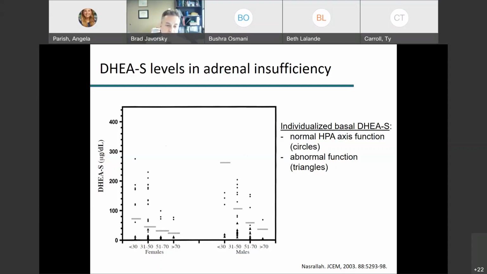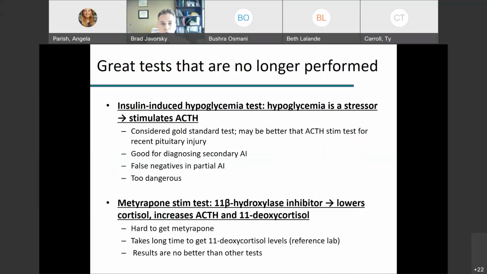As people age, their DHEA levels decline, and women tend to have lower levels than men. So there's a number of different tests that are really good, but we don't use them anymore. I didn't want to spend a lot of time talking about them, but I think at least mention them and touch on them a little bit.